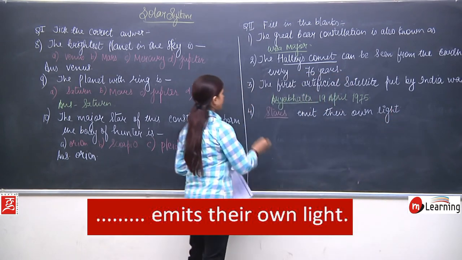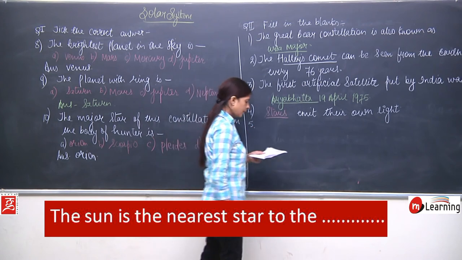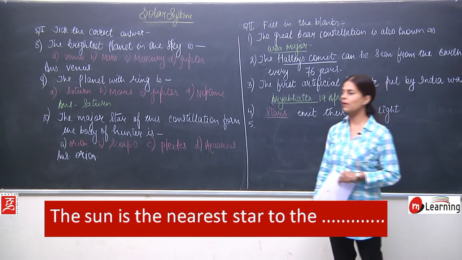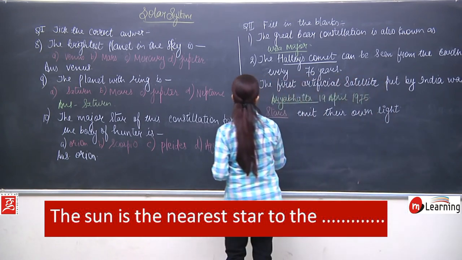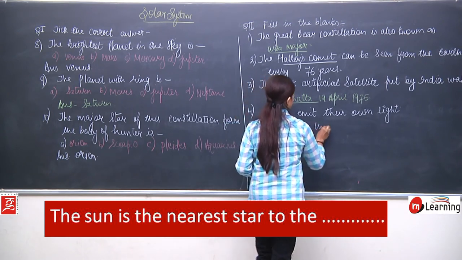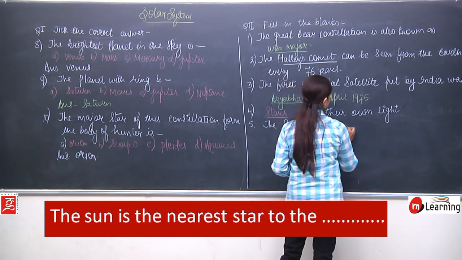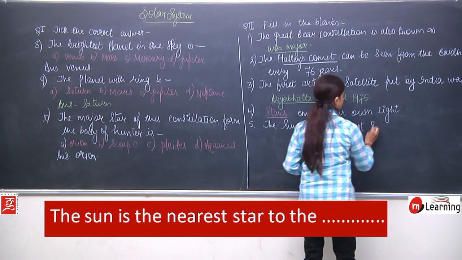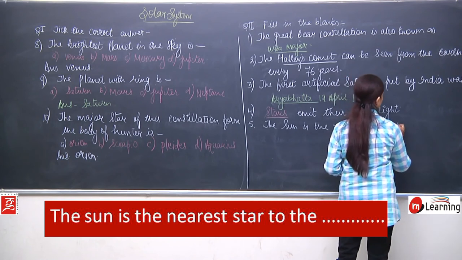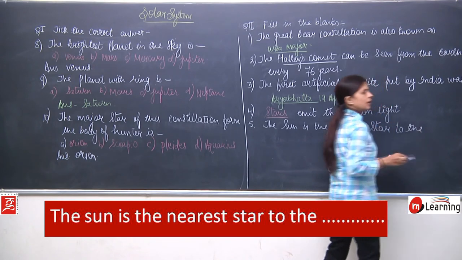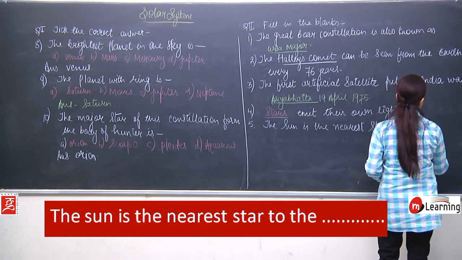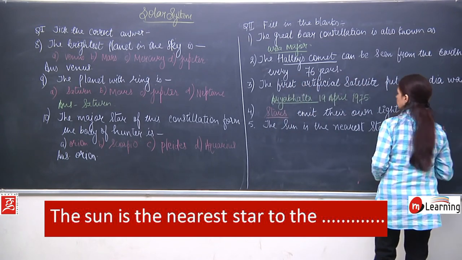Now we'll talk about the fifth one. The Sun is the nearest star to the, just now I have discussed, without reading the next one. So the Sun is the nearest star. So the Sun is the nearest star to the Earth, definitely.